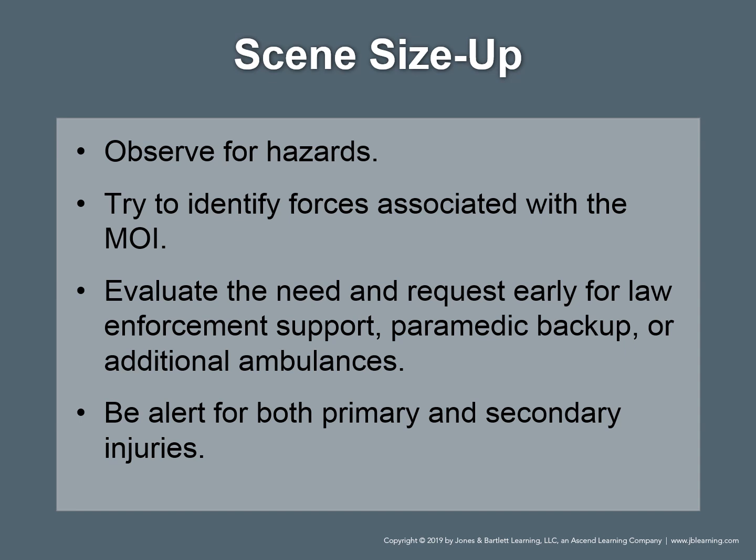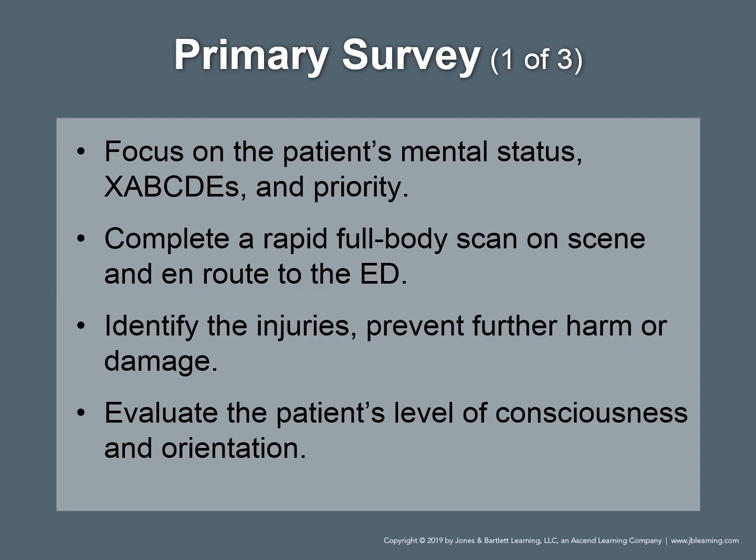So we talk about the assessment. We've talked about scene size up till we're all blue in the face. Make sure your scene's safe. Try to figure out your mechanism of injury. Do you need additional resources? And be alert for secondary injuries. What happened. Team that up with your mechanism. Focus on the patient's mental status, any major bleeding, airway, breathing, circulation, altered mental status or environmental issues. Do a rapid full body assessment on scene.